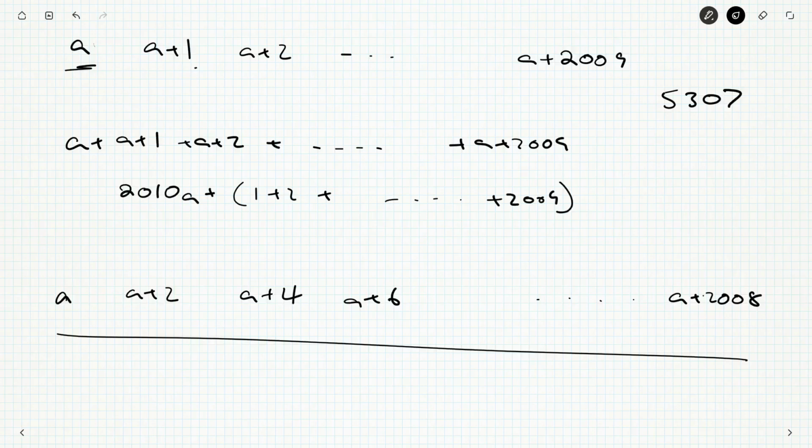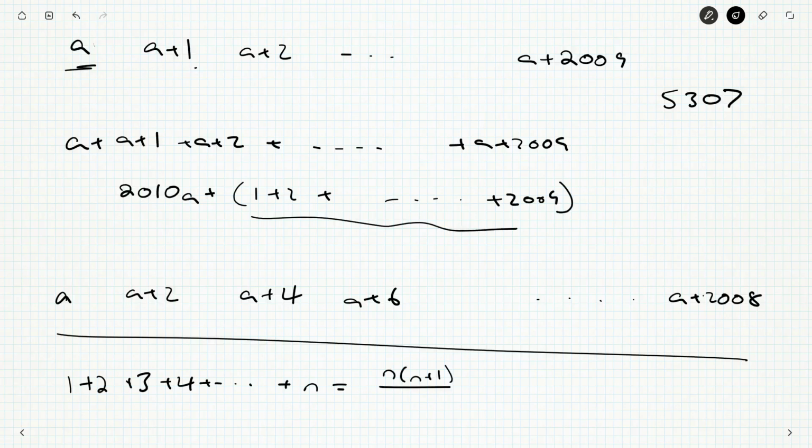Now there is an expression for sums like this, the sum of the first so many natural numbers. If you're serious about math contests, you want to become familiar with it. The sum of the first n natural numbers is n times n plus 1 over 2. So my expression for 5,307 is 2010 a's plus 2009 times 2010 all over 2. I can use this to figure out a.